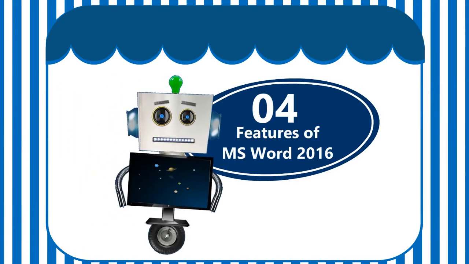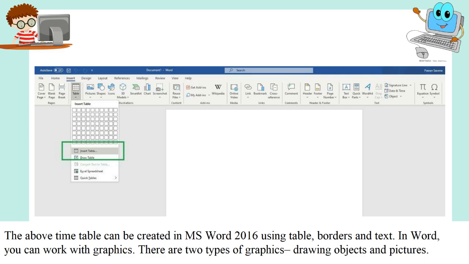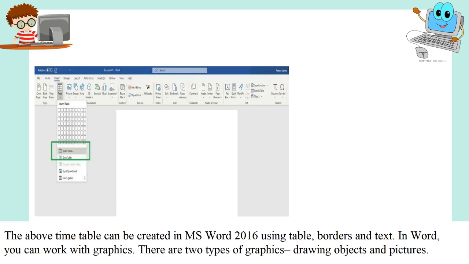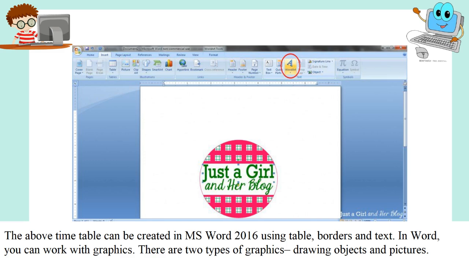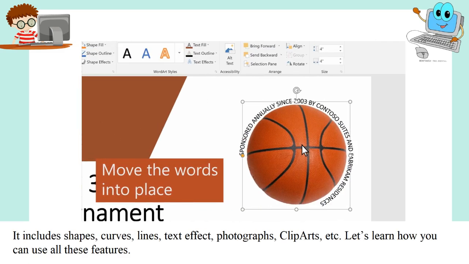Lesson 4. Features of MS Word 2016. The above timetable can be created in MS Word 2016 using table, borders and text. In Word, you can work with graphics. There are two types of graphics: drawing objects and pictures. It includes shapes, curves, lines, text effect, photographs, clip arts, etc.